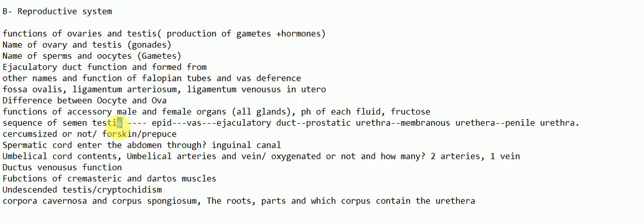So the first part was all in the testes, and then followed by the epididymis, head, body, tail, followed by the vas deferens, which is also called ductus deferens, to the ejaculatory duct, which includes the joining of the duct of the seminal vesicles, to the prostatic urethra, membranous urethra, penile urethra, to the outside during ejaculation. And fluids are added as we go.